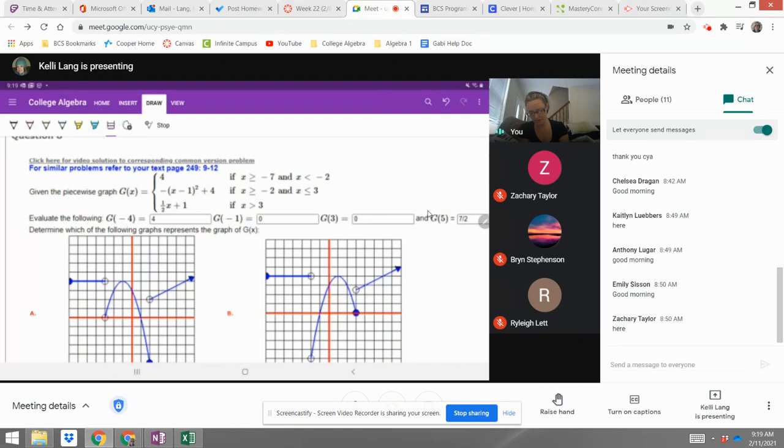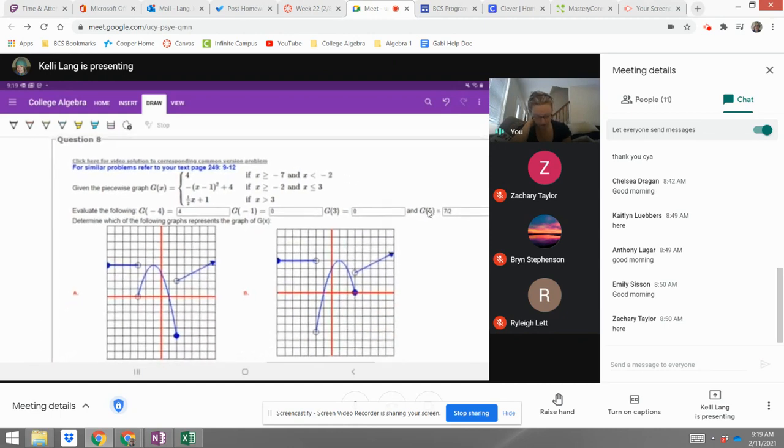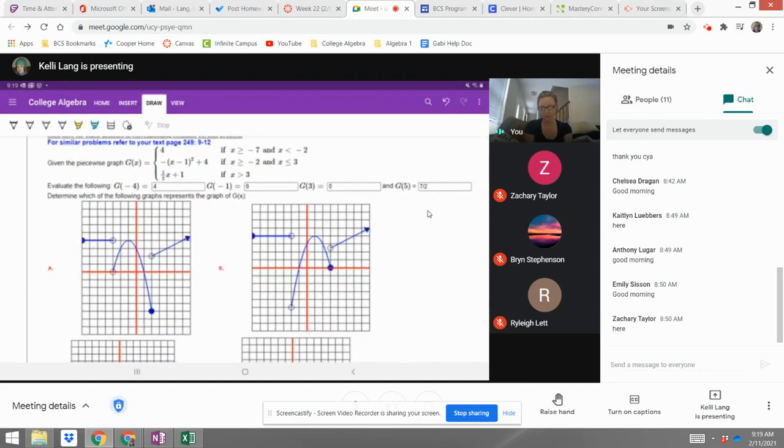All right, the next thing they want you to do in this question is determine which one of these visuals is correct. So I'm going to start with looking just at the domains. For instance, I can see that my domain's going to go from -7 to -2 in parentheses, -2 up to 3 in brackets, and then from 3 to infinity in parentheses. So my graph should look like this.